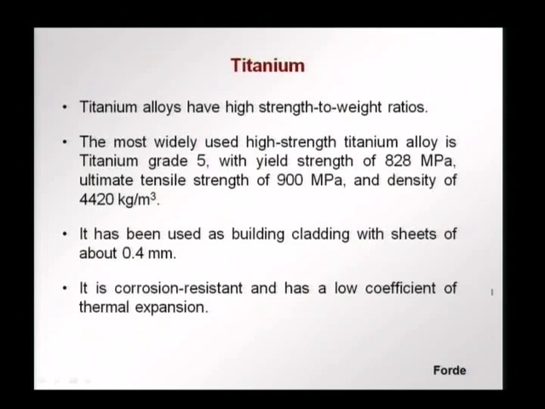Titanium has been used as cladding using sheets of about 0.4 millimeters. So, the thin sheets can be used as cladding. It is corrosion resistant and has a low coefficient of thermal expansion. So, it can be used as cladding without experiencing a lot of strains due to temperature changes.